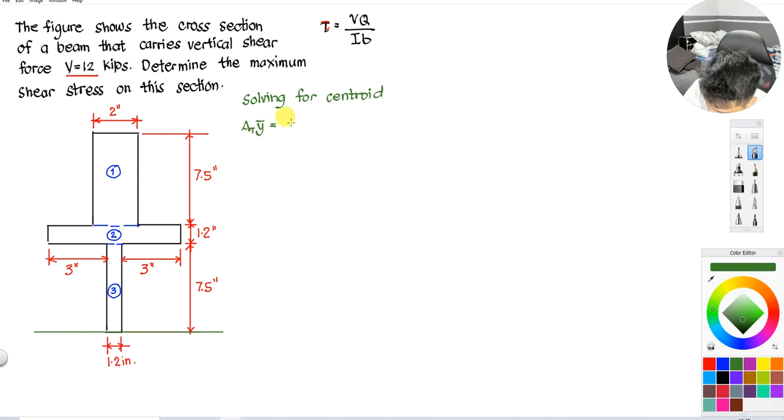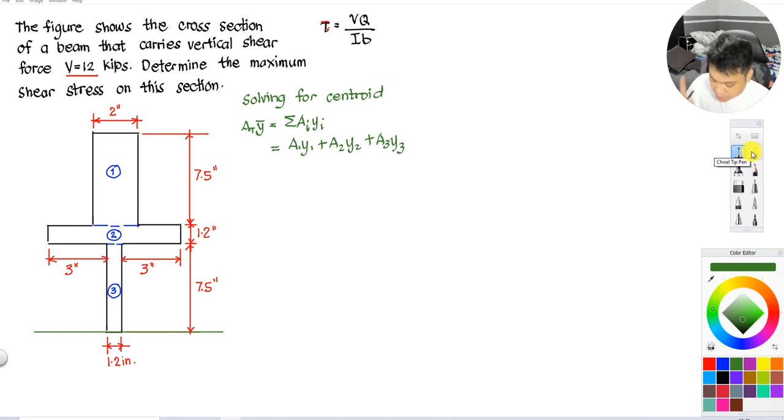we have the total area multiplied by the bar Y equals the summation of the area i multiplied by Y i, wherein i is the number of sections. So this becomes equal to area 1 Y1 plus area 2 Y2 plus area 3 Y3. Okay, where are those areas? Where are those Ys?